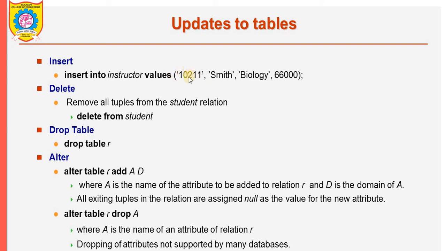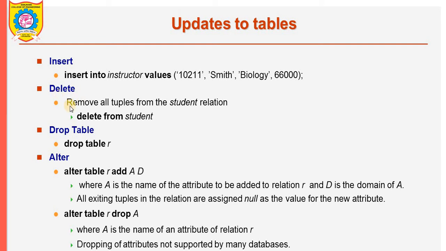10211 in single quotes means the data type will be char or varchar, comma, Smith is also char or varchar. When we have data type char or varchar, then we have to write the single quotes, comma, Biology, comma, 6000. These are the integer values. After each value a comma should be there, and we are inserting the values for the 4 columns.